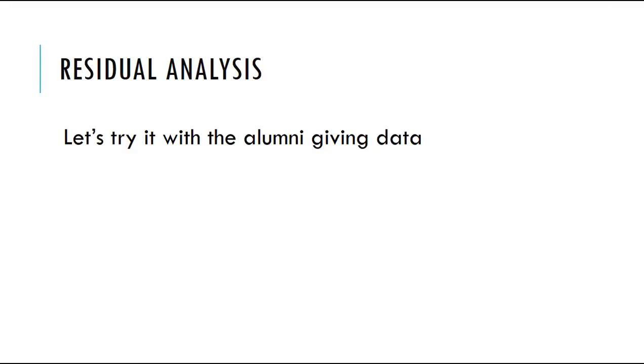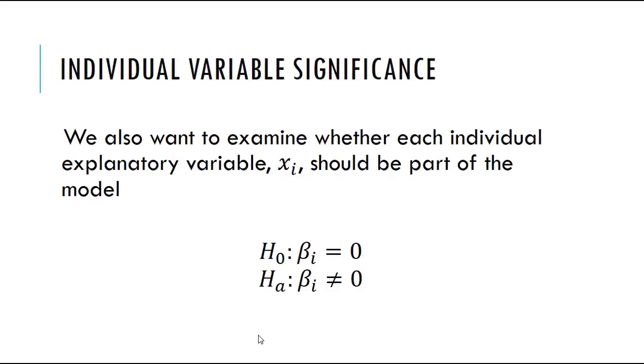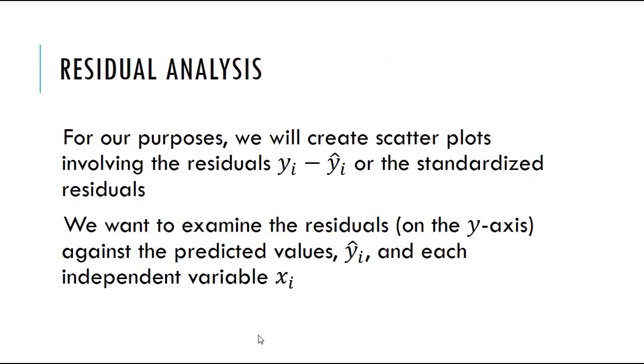Alright, so what we want to do now is try looking at the alumni giving data, the example we've been doing the whole time for this unit, and try to examine the residuals and see if they follow the assumptions that we have with the residuals. So if we go back up, remember we wanted to look at the residuals. That's the error terms, the actual minus the forecast, or the standardized residuals.